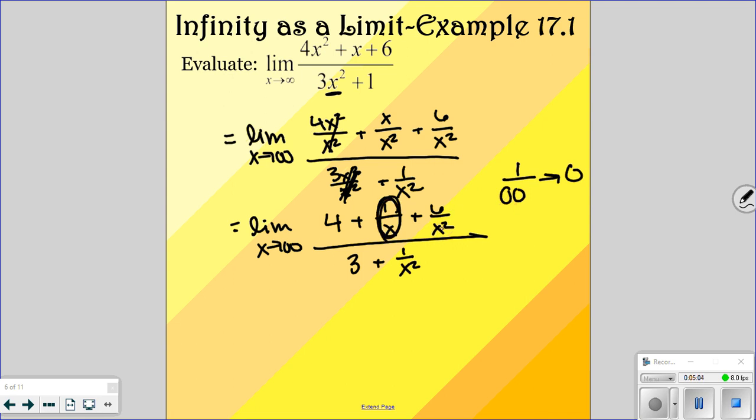1 over x squared, if you plugged in infinity, that would still be going to 0. Same thing with this one. It's going to be going to 0. And so the only thing that you're left with is the 4 over 3. And so that would be your answer.